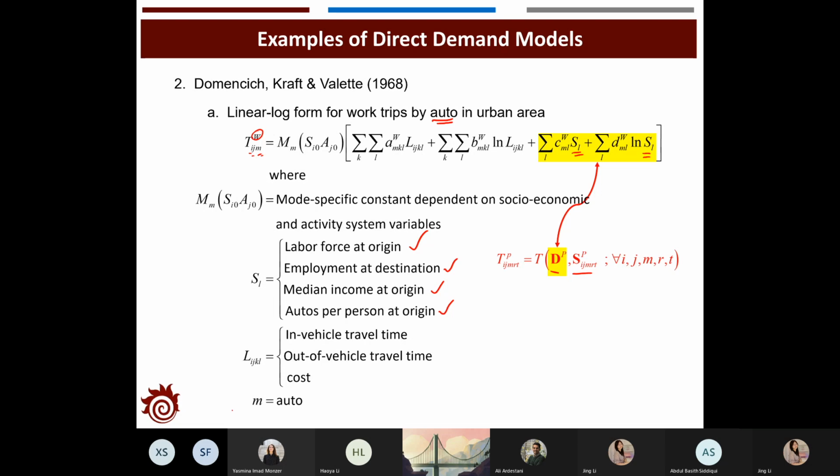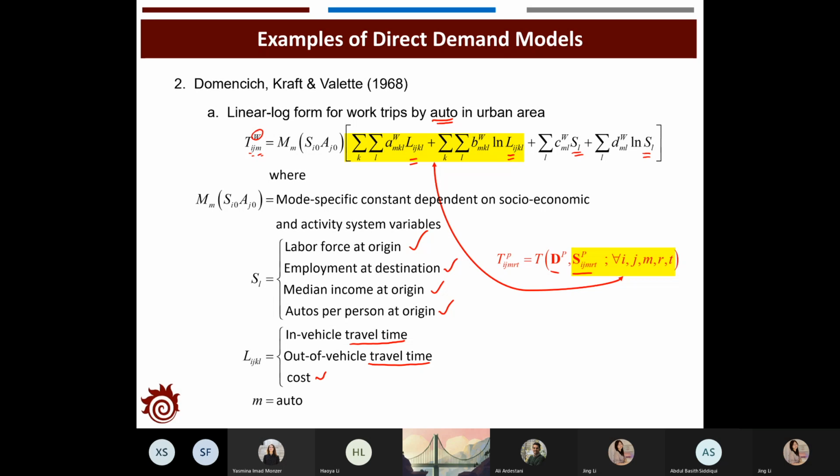You can also see the portion with respect to the supply, which is the variable L. It is related to the travel time in the vehicle and the travel time outside the vehicle, which means the walking time. It is also related to the cost you need to spend for the trip, like the parking fare, or if you need to go through toll roads, what the toll rate is, and so on.